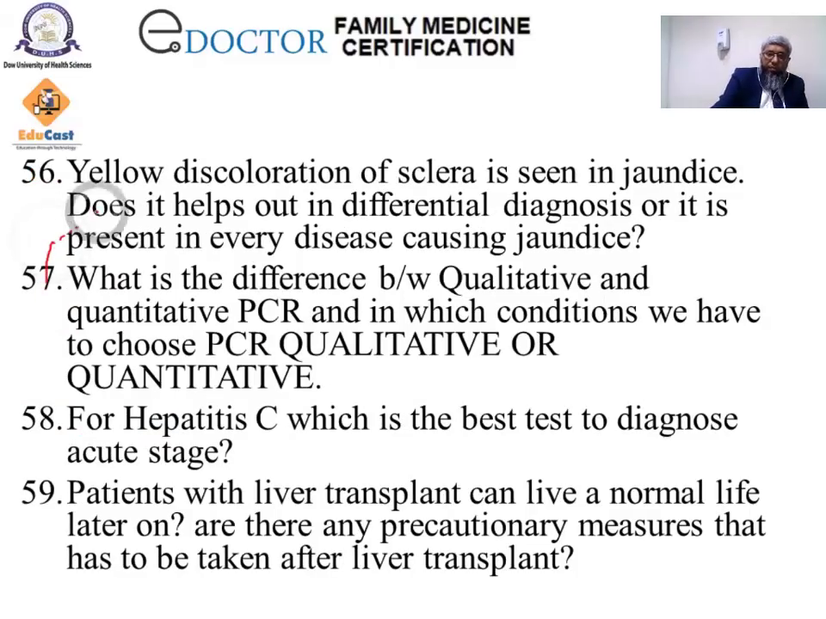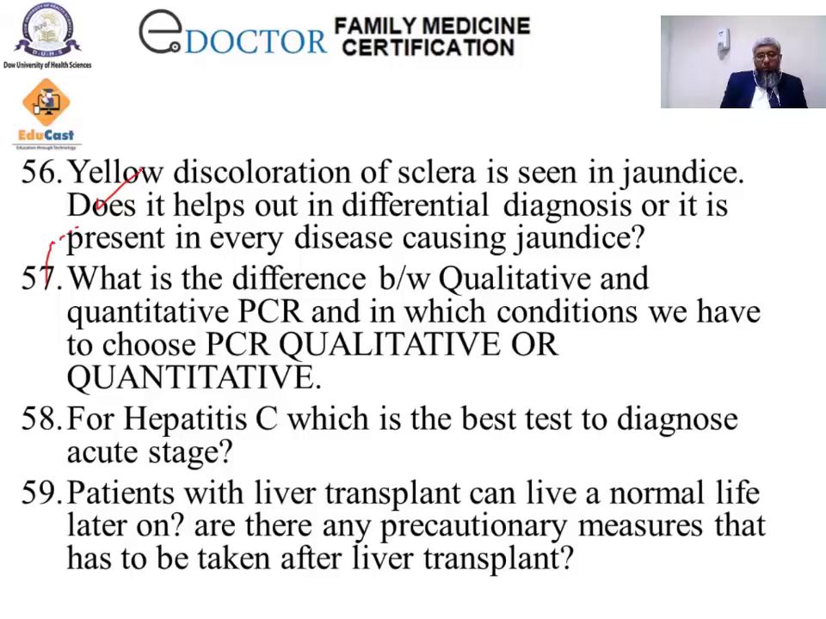Question number 56. Yellow discoloration of sclera is seen in jaundice. Does it help in differential diagnosis, or is it present in every disease causing jaundice? Yes, yellow sclera is the majority of the time because of jaundice, and you cannot differentiate the causes.